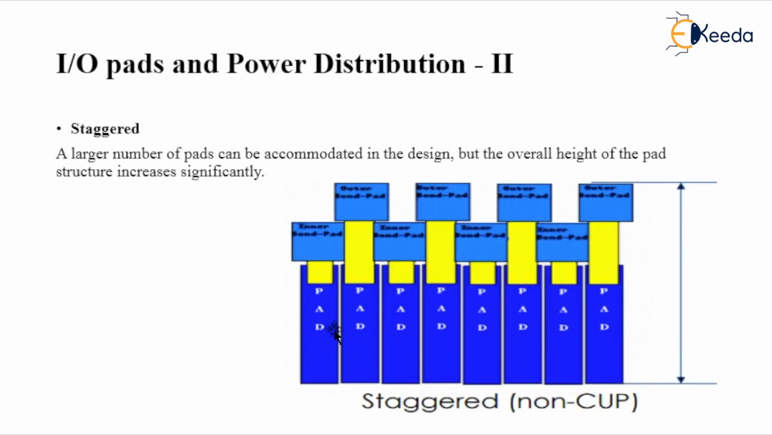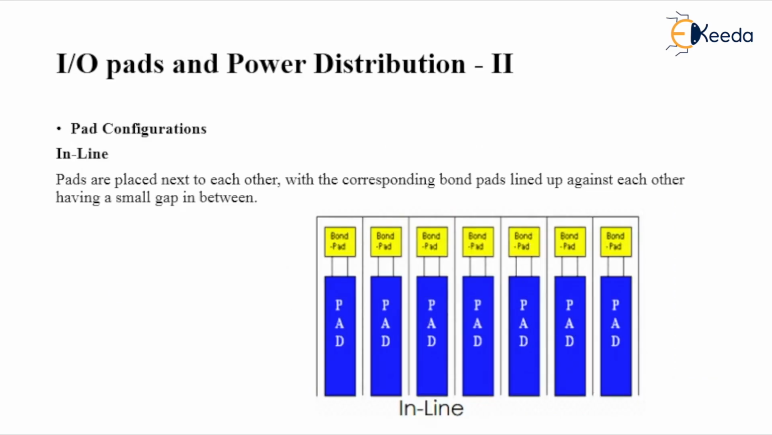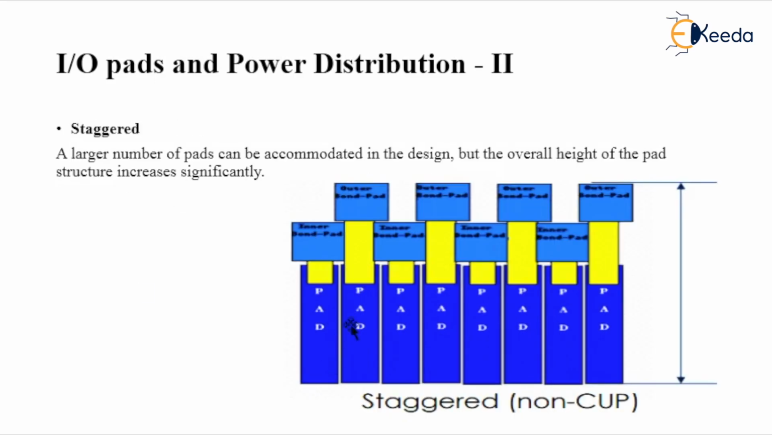Here 8 pads have been taken. In alternate pads, one pad is acting as an inner bond pad, and the second one is acting as an outer bond pad. In the inline case, each individual pad is acting as a bond pad, but in this case, it works alternately between inner and outer bond pads.